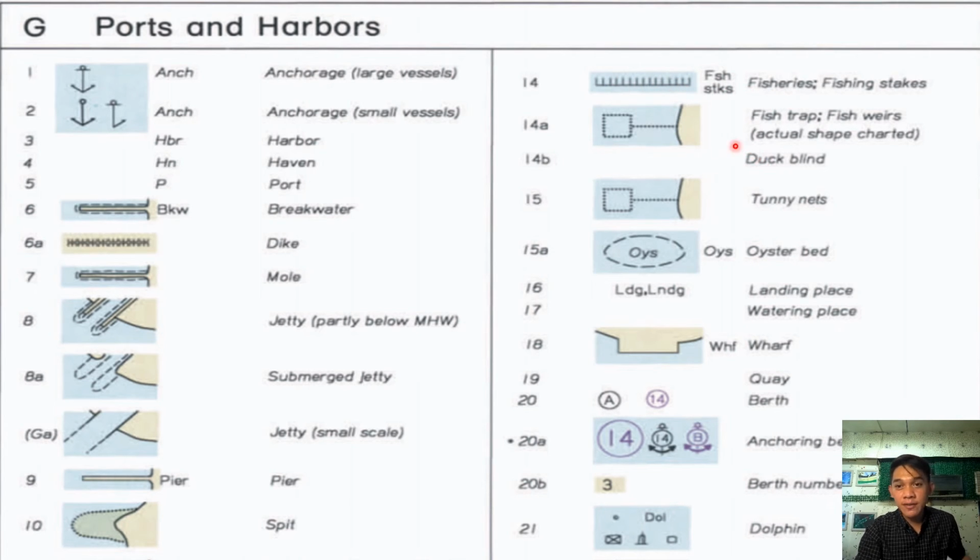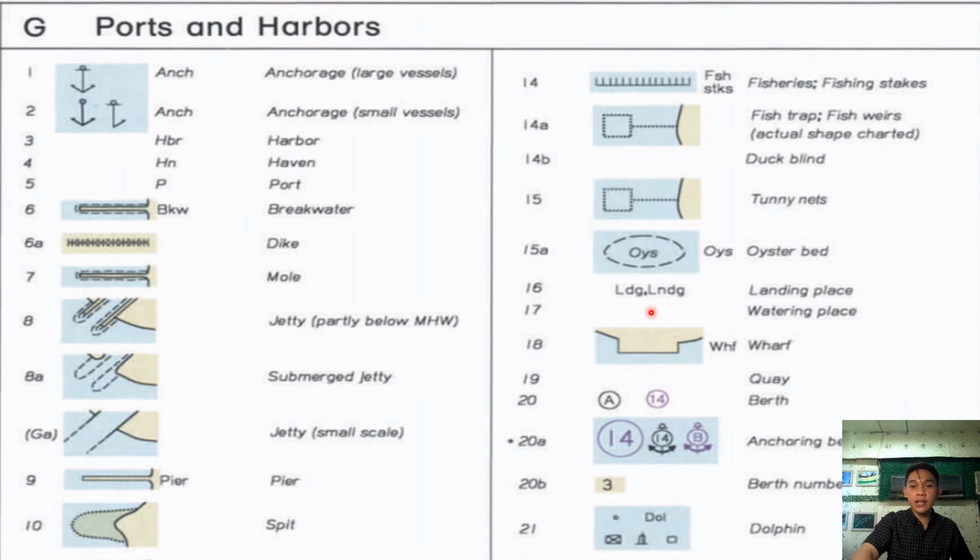The next is a fish trap, fish weirs or actual shape charted. This is right here. It is dotted lines forming a box and a horizontal line perpendicular to the shore. It could also be a duck blind. This could also be tunny nets. This is just the same, tunny nets. And then OIS or oyster bed. So this is an oblong with a broken line. So this is an oyster bed.